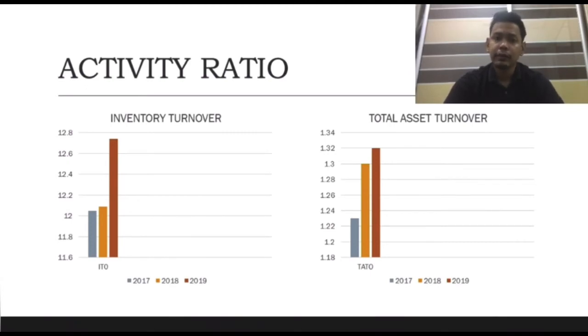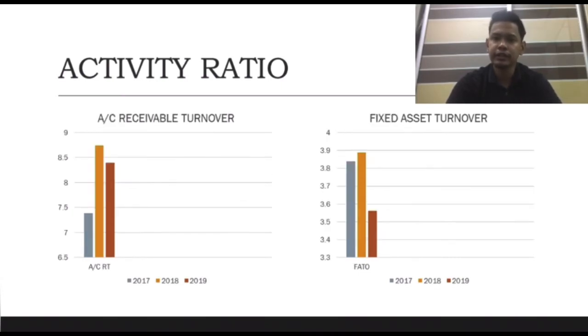Next, we talk about total asset turnover. Total asset turnover is calculated to show effectiveness in using fixed assets to generate sales. Total asset turnover shows an increasing pattern from year to year. It shows that Hapseng Industries Berhad is using its assets more efficiently to generate sales.